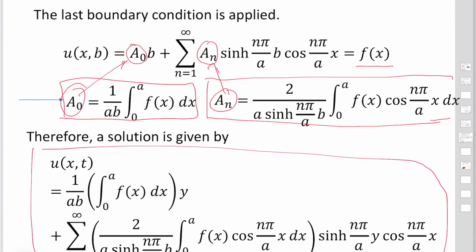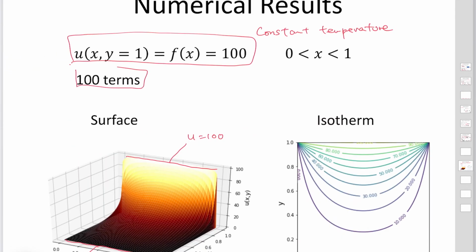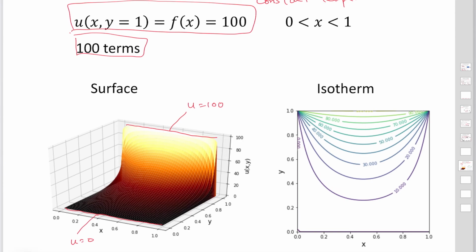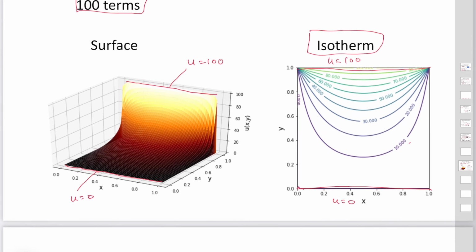To find the exact solution, we have to take into account an infinite number of terms. But it's impossible to take into account an infinite number of terms. Instead, we consider 100 terms to draw these figures. Sometimes it's quite difficult to read the temperature distribution from a 3D surface. Instead, sometimes we draw the isotherms. This corresponds to u equals 100, this corresponds to u equals 0, and these are the isotherms for u equals 10, 20, 30, 40, 50, 60, 70, 80, 90.